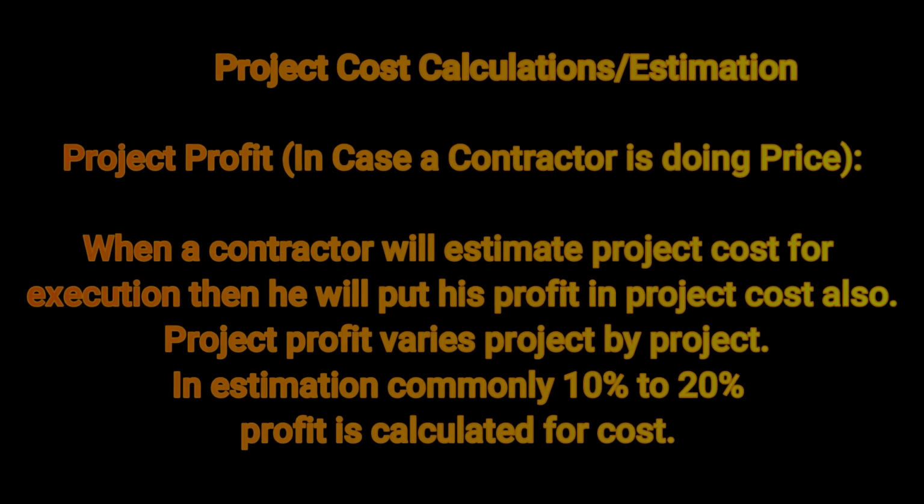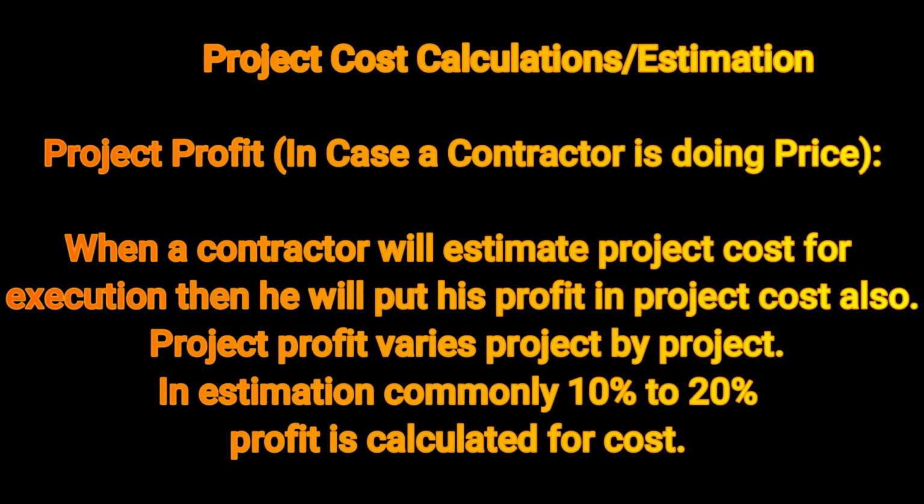Project profit. When a contractor estimates project cost for execution, he will put his profit in the project cost also. Project profit varies project by project. In estimation, commonly 10 to 20% profit is calculated on cost.